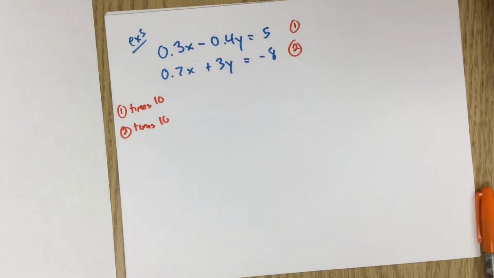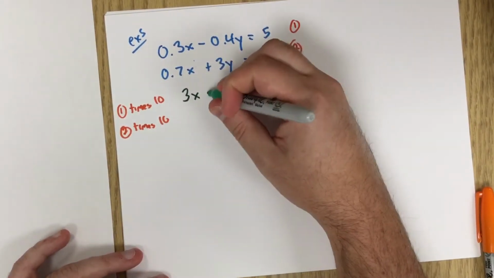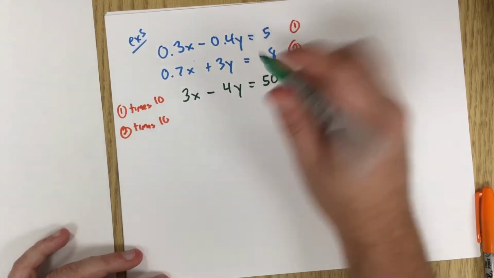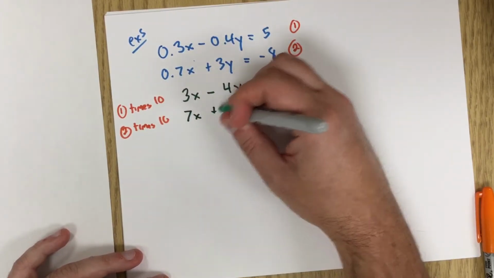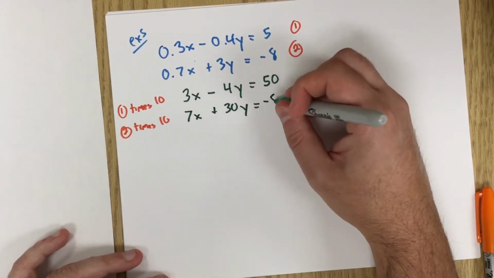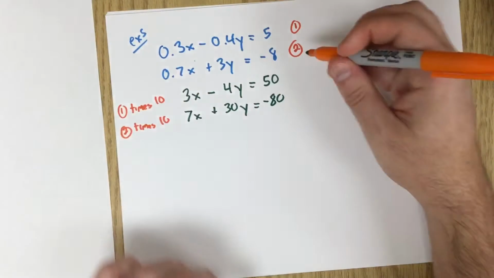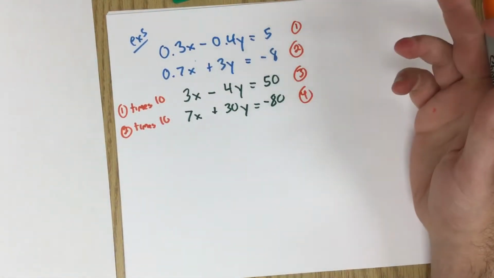So if I multiply them both by 10, 0.3 times 10 is 3x minus 4y equals 50. And this one times 10 would be 7x plus 30y equals negative 80. So that's equation 3 and that's equation 4. And now we could do something with these guys.